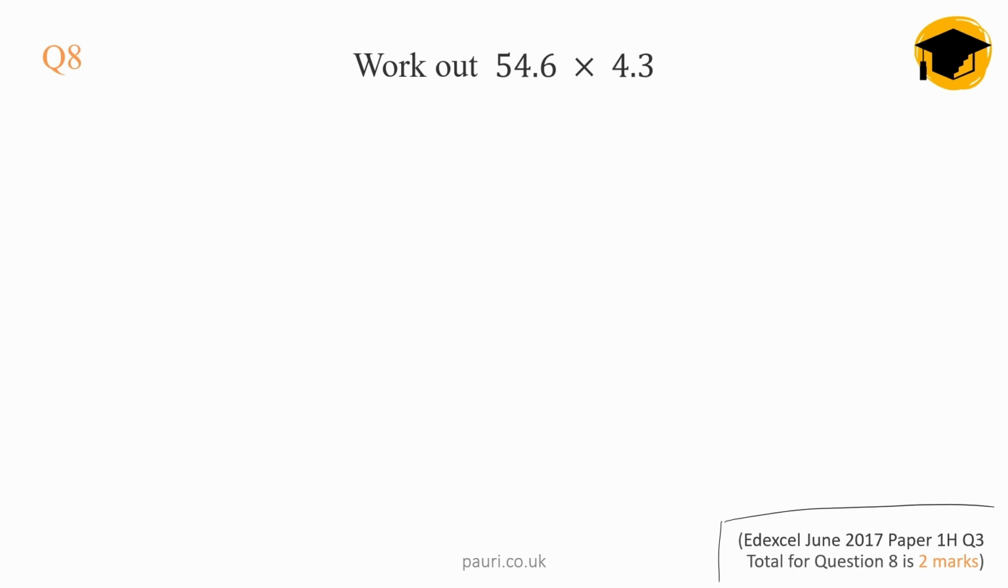Another question from an exam paper, June 2017. This time it's from a higher paper, so paper 1 of the higher paper. Question 3. 54.6 times 4.3. To make that easier for us, what I'm going to do is if I times this number by 10 and times this number by 10, I'm going to get whole numbers. So this will become 546 because I've times by 10. This will become 43 because I've times by 10.